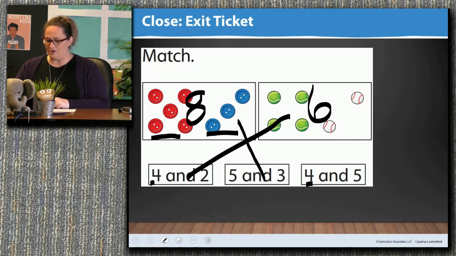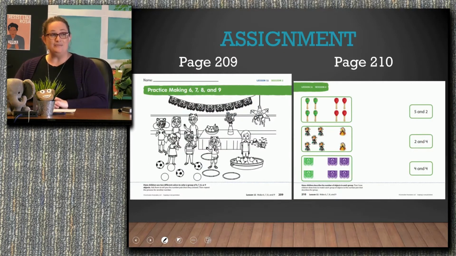Great job, kindergartners. Now, your assignment today is to do something similar to what we just did. You're going to get your crayons out. You're going to get 4 different colored crayons. 1 color for 6, 1 color for 7, 1 color for 8, and 1 color for 9. And you're going to color the objects that match the grouping.